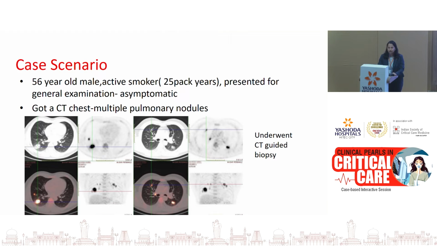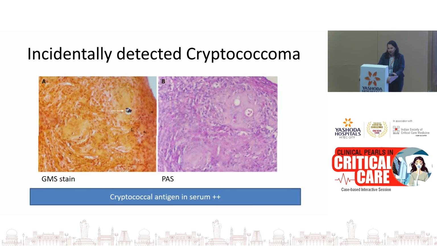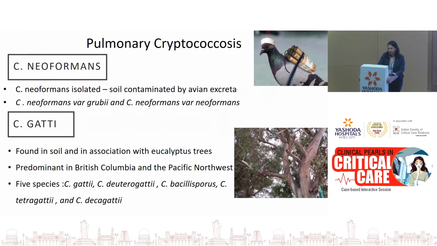Coming to the third case, he was a 56-year-old male, an active smoker who presented for a general examination. He was asymptomatic. He got a CT done for ruling out any malignancy, but the CT showed several nodules. So he underwent a CT guided biopsy, and to our surprise, the fungal stains showed these structures. The cryptococcal antigen in the serum was positive. So it was a case of pulmonary cryptococcosis.